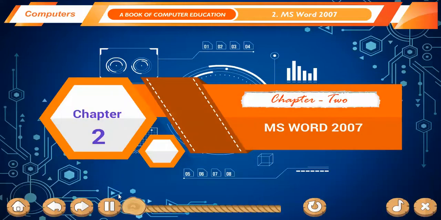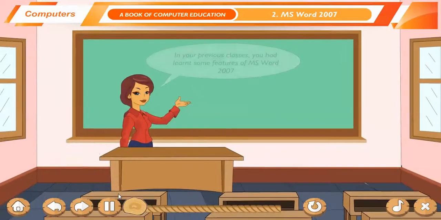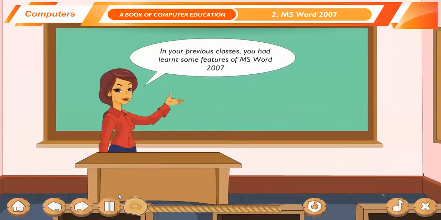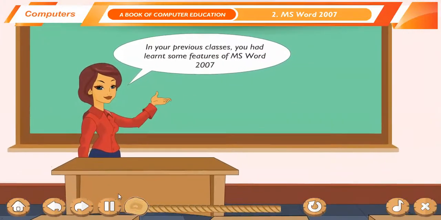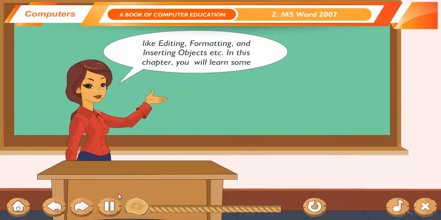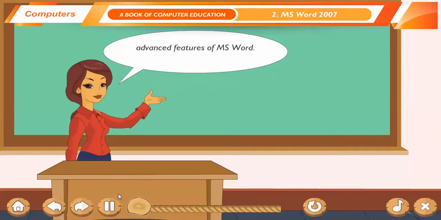Chapter 2: MS Word 2007. In your previous classes, you had learnt some features of MS Word 2007 like editing, formatting and inserting objects, etc. In this chapter, you will learn some advanced features of MS Word.